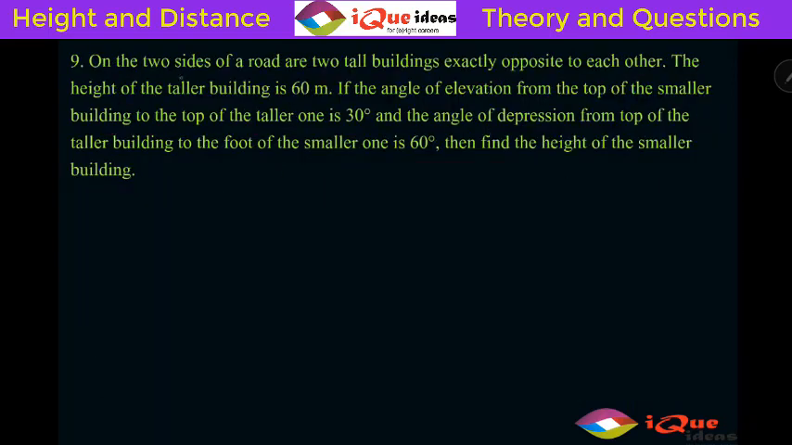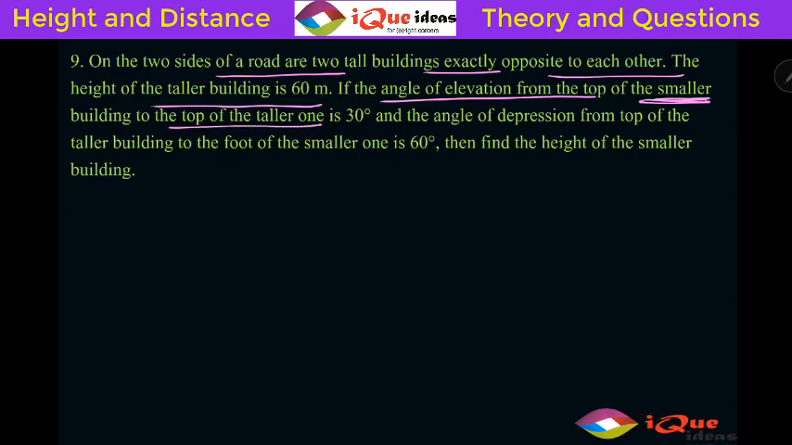Now this is a tricky question. On the two sides of a road, there are two tall buildings exactly opposite to each other. The height of the taller building is 60 meters. Oh, so one of them is taller, one of them is smaller. If the angle of elevation from the top of the smaller building to the top of the taller one is 30 degree. So first let's draw the ground. This is the smaller one, this is the taller one.